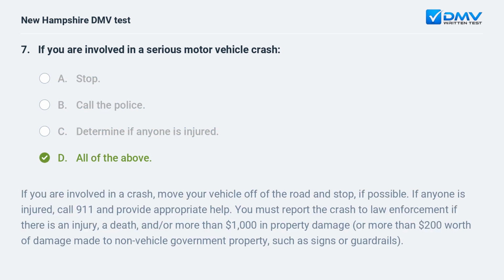D. All of the above. If you are involved in a crash, move your vehicle off of the road and stop, if possible. If anyone is injured, call 911 and provide appropriate help. You must report the crash to law enforcement if there is an injury, a death, and/or more than $1,000 in property damage or more than $200 worth of damage made to non-vehicle government property, such as signs or guardrails.